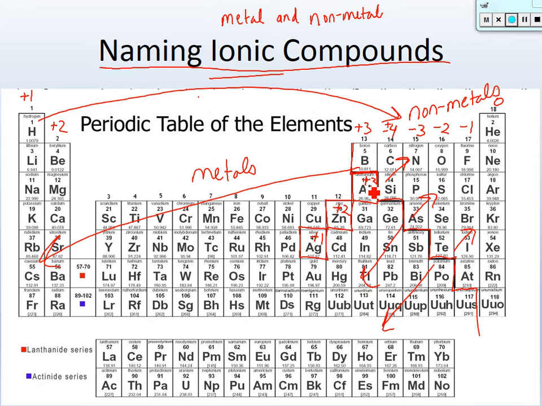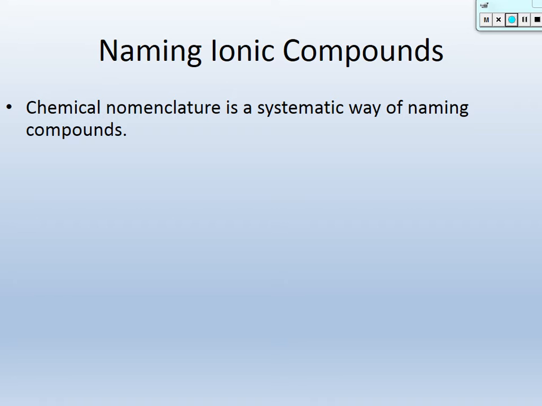The other transition metals here, we don't know their charge. But for silver, it's always +1. For zinc, it's always +2. Okay, and I always just remember that because it kind of forms a little staircase. +1, +2, +3. Okay. All right, so let's get to it. Naming ionic compounds.